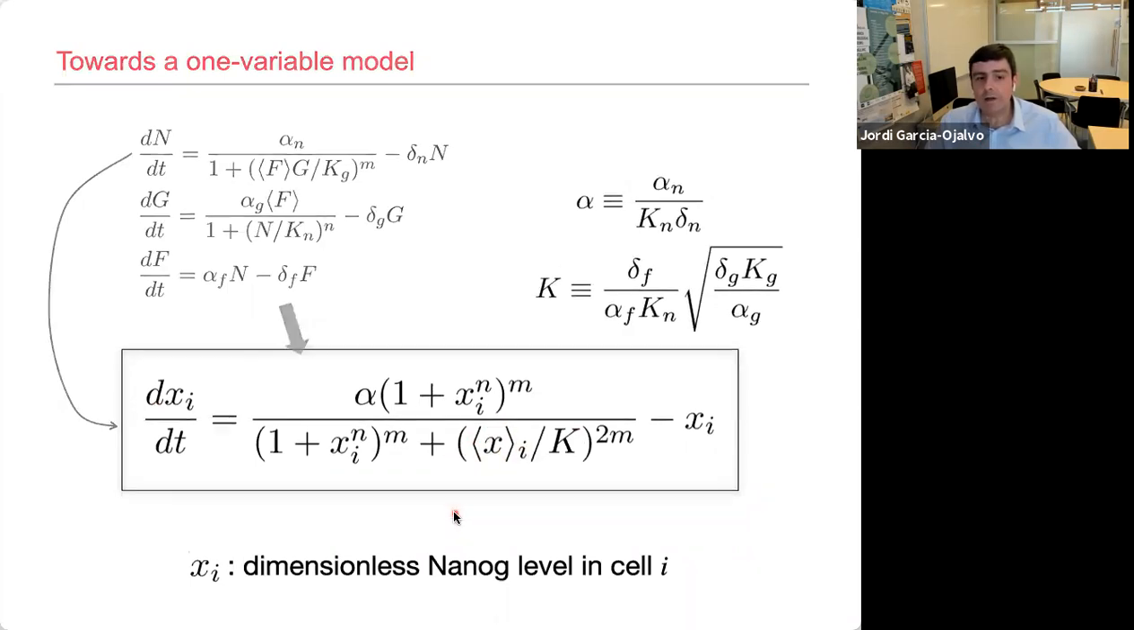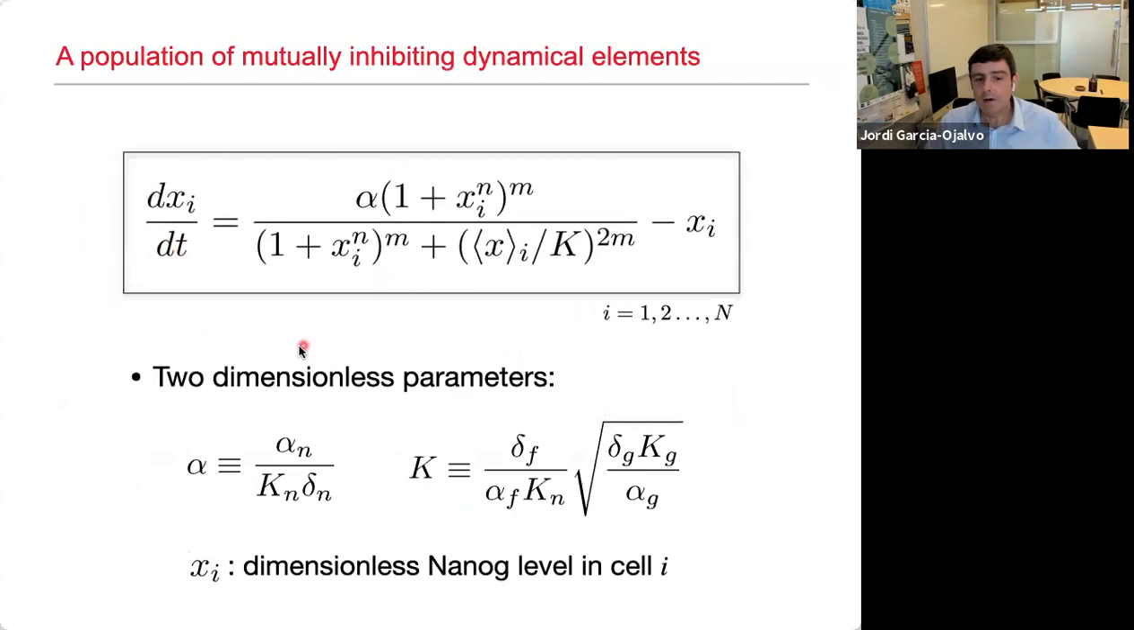Now, this is really a minimal model, as you can see, because we have also made the model dimensionless. So now we have only two parameters, apart from these two exponents, n and m: the parameter alpha and the parameter k, which are combinations of the different biochemical parameters that determine the behavior of the system, okay? So now we have one equation per cell for our N cells in the embryo, and this equation is telling us how NANOG is going to respond.